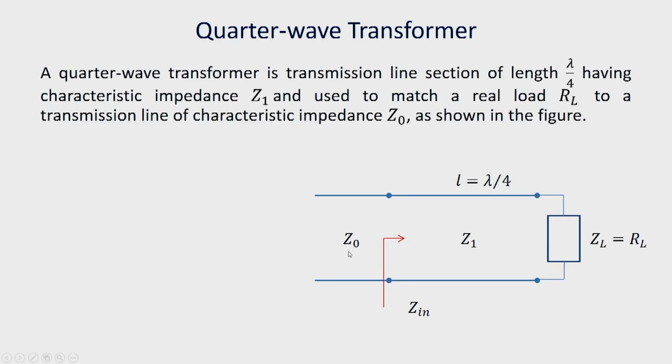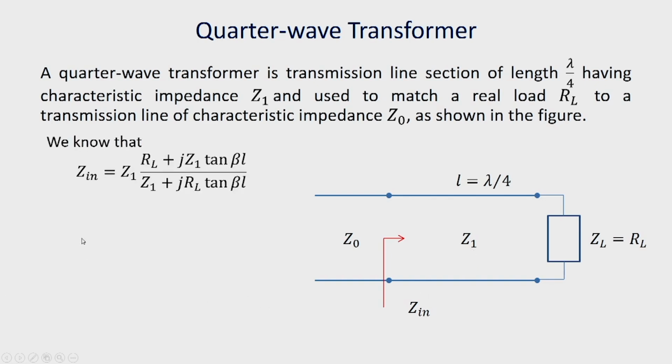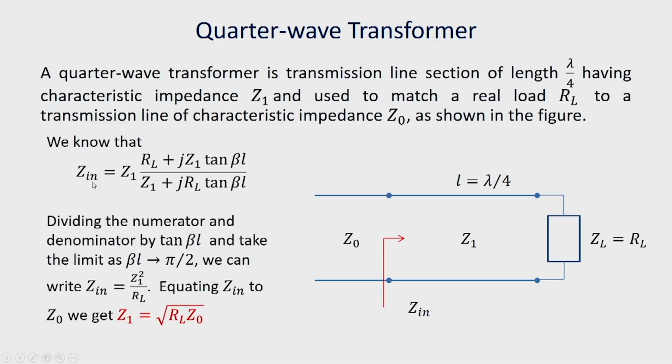So, here we have the characteristic impedance Z0 for the transmission line, and our ZL is equal to RL, and in between we have a quarter wave transformer having a length L equal to lambda by 4 and its characteristic impedance is Z1. So, what can we do? We can find the input impedance looking at this point, and this can be written as Zin is equal to Z1 times (RL plus jZ1 tan beta L) divided by (Z1 plus jRL tan beta L).